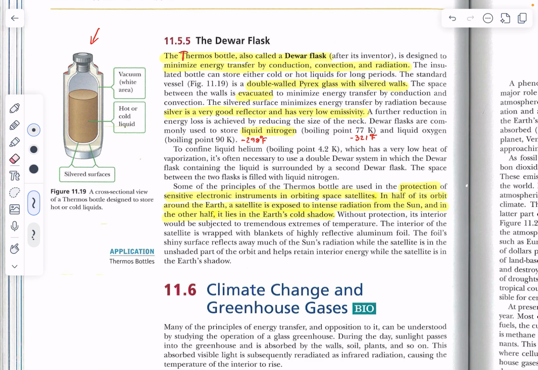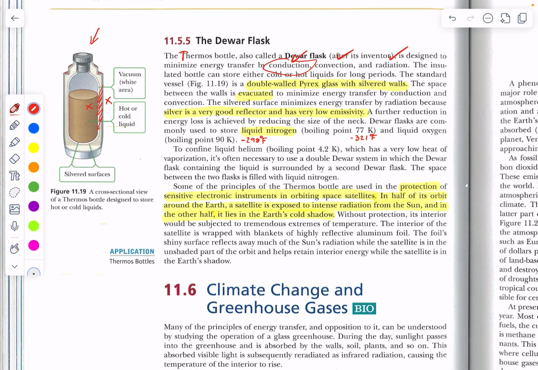In any case, the Dewar flask can keep things very, very cold for long periods of time because it deals with all three: conduction, convection, radiation. Obviously, inside the flask, you're not going to have any currents going on, so there's no convection. As far as conduction is concerned, you're going to have an insulating material between the outside here and the fluid on the inside, non-conducting material. So that reduces conduction big time.